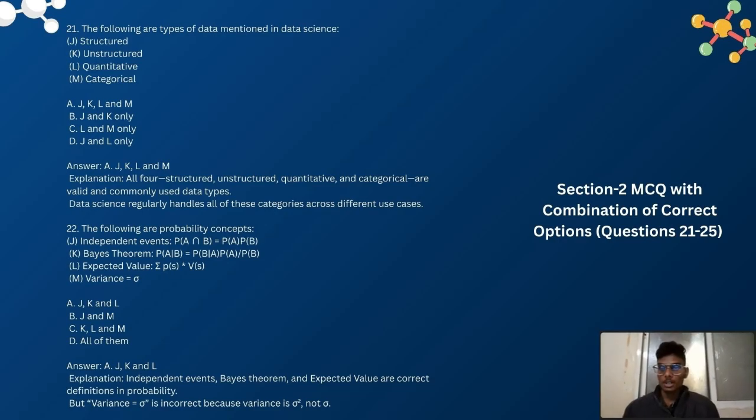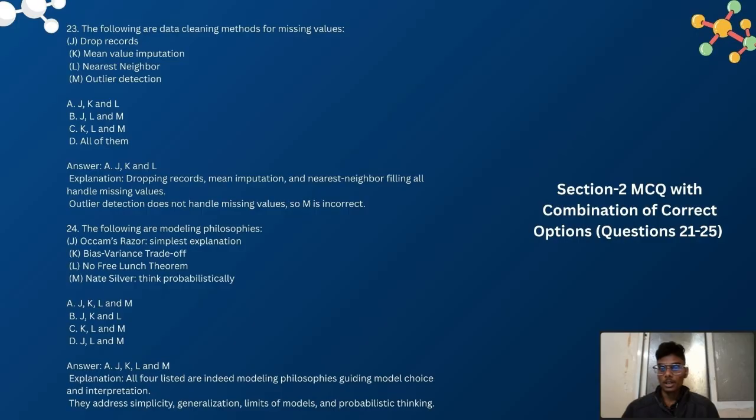Question number 23. The following are data cleaning methods for missing values. The answer is A, J, K and L. Grouping records, mean imputation and nearest neighbor filling all handle missing values. Outlier detection does not handle missing values, so M is incorrect.